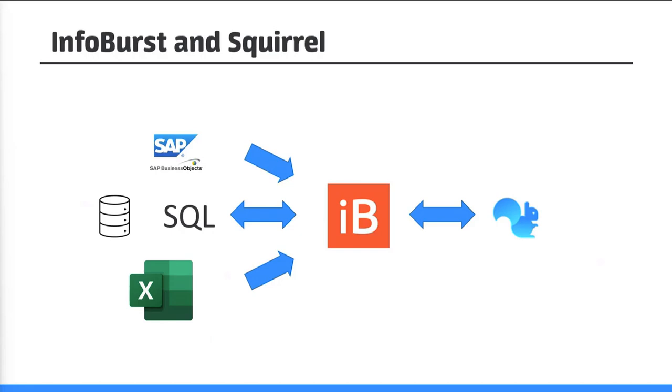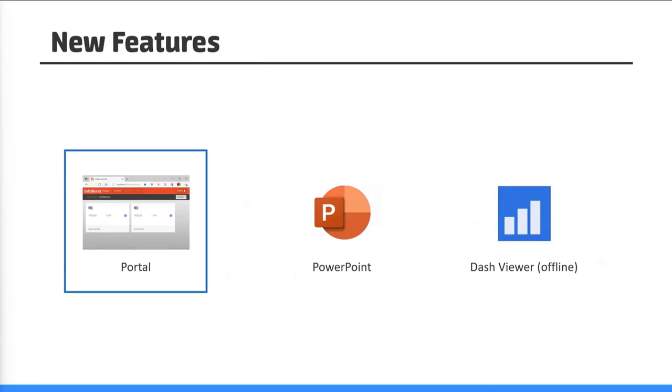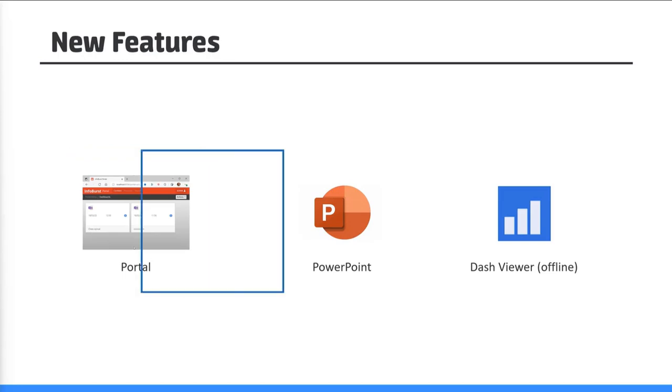out to just about every database in the world, and with read-write connectivity, as we saw with the updating of the database through the Retro Toys example. And that's all been there for a while. But what we've added here is the ability to save into the InfoBurst portal, so that you can see Squirrel content in the portal, and that portal can be secured. As you saw when Alice logged in, she only saw the dashboards and folders she was allowed to see.